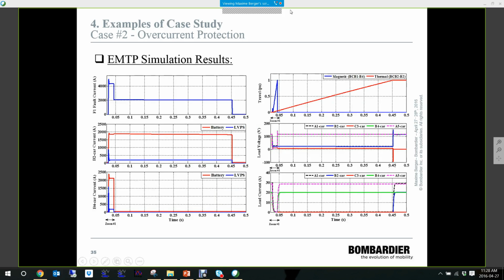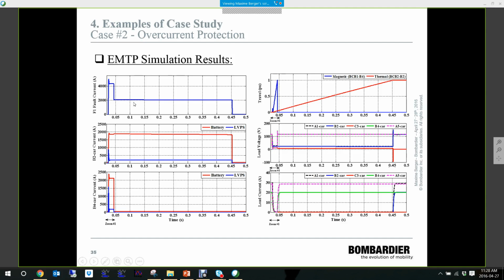So here are the EMTP simulation results. We see that we can have a lot of detail. We can look at pretty much a lot of signals. What we can see here is that when the fault is applied, we have a high fault current here, but the current rapidly decreases to 2000 amps. And the main reason is that the B4 circuit breaker will open in its magnetic region, so it interrupts the fault current really quickly.